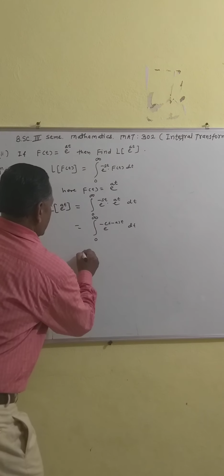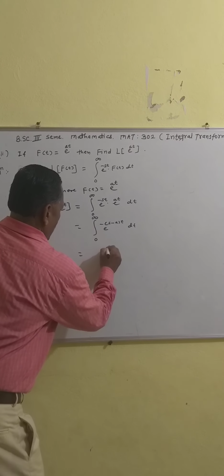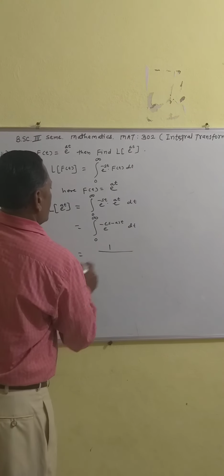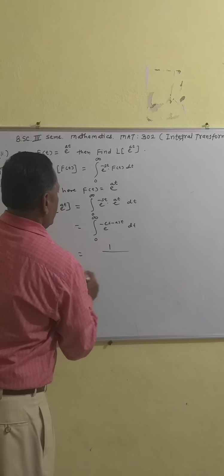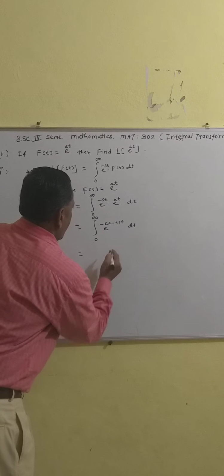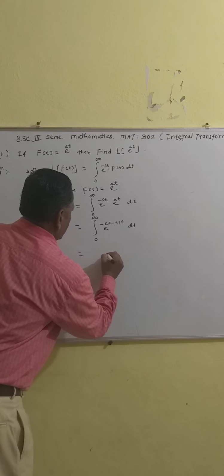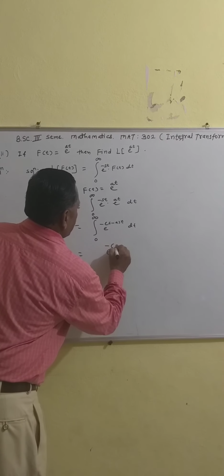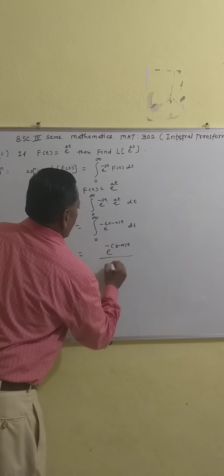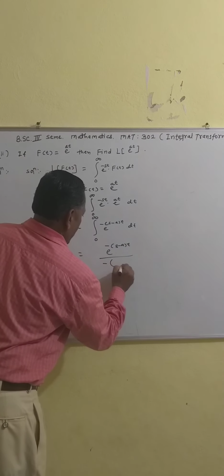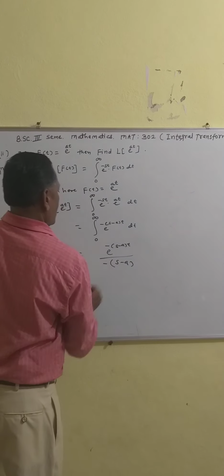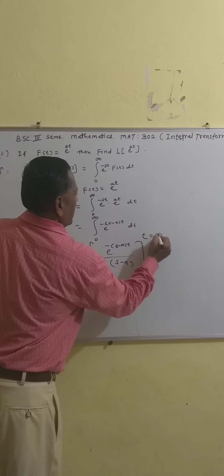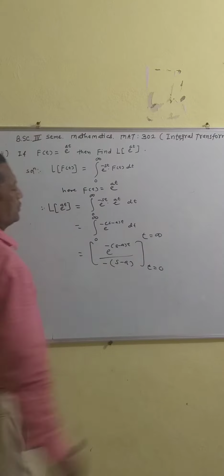Therefore, the integration of this is equal to 1 upon s minus a. So what is its integration? e raised to minus (s minus a) into t upon minus (s minus a). The upper limit is t tends to infinity and the lower limit is t tends to 0.